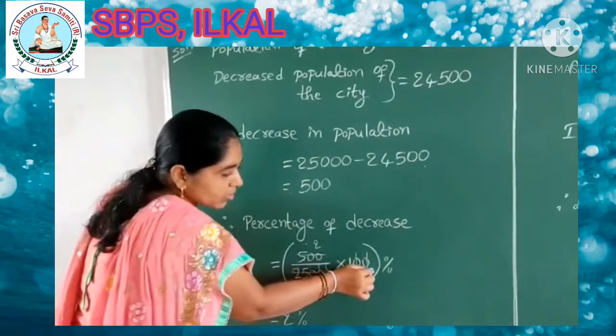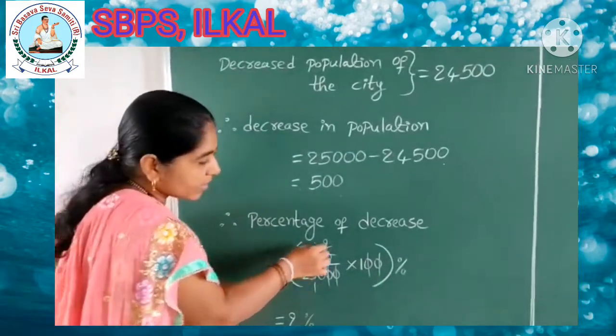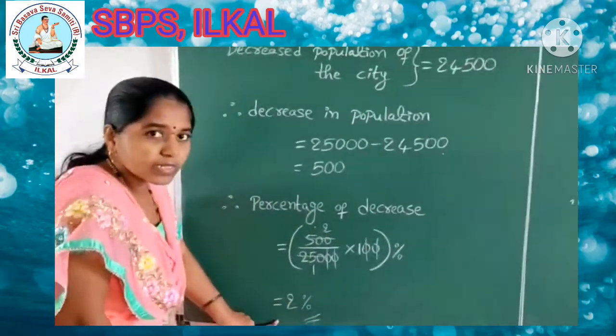If you strike out two zeros, here 250 ones are 250, 250 twos are 500. Okay, 2%. Percentage of decrease is equal to 2%.